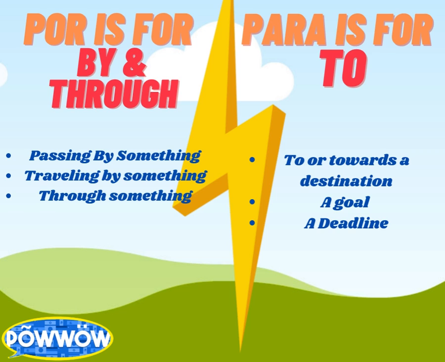And then you have para is for to. So here, this is where you have to, that is towards a destination. It's to or towards a destination. So, for example, the cars are headed for the mall. The cars are headed for the concert. We are headed for the crowd. That is to or towards. Then you have the goal, of course, as you've seen previously, and then you have the deadline as well, which we'll cover soon.